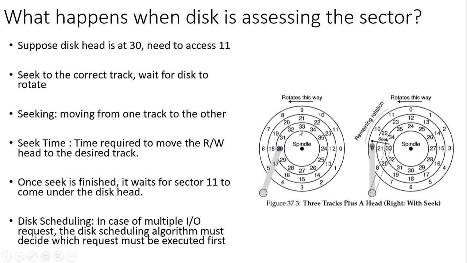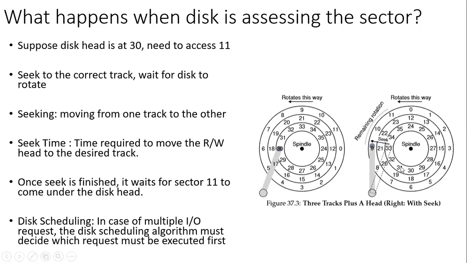So here we only talked about one request, that is 11. Initially the head was at 30, and we were talking about only one request, that is 11. But you may have a number of requests, right? So which request will be processed first? That will be decided by the disk scheduling algorithm. The same thing is given over here: disk scheduling is for multiple input output requests, and the disk scheduling algorithm must decide which request must be executed first, right?